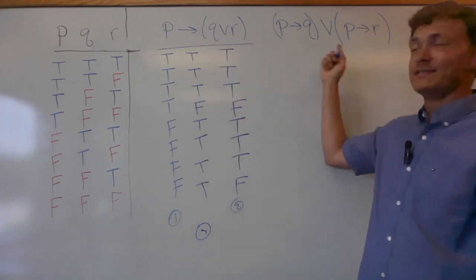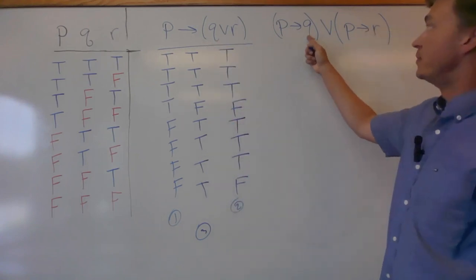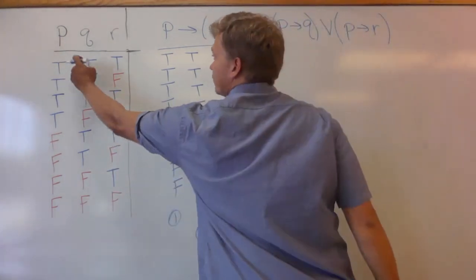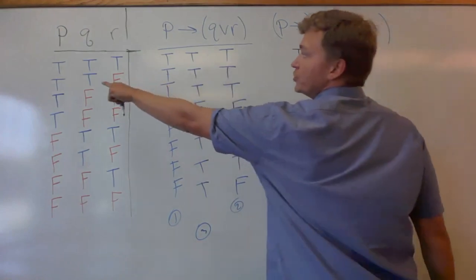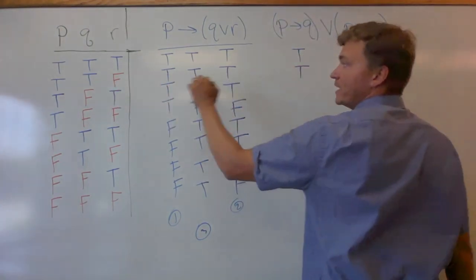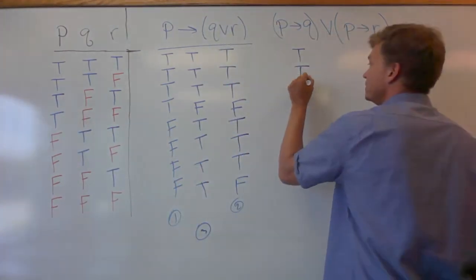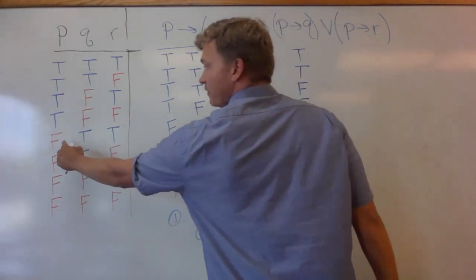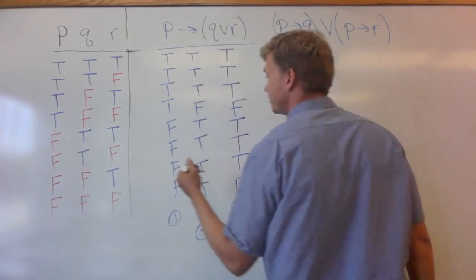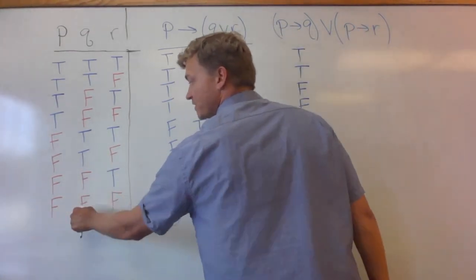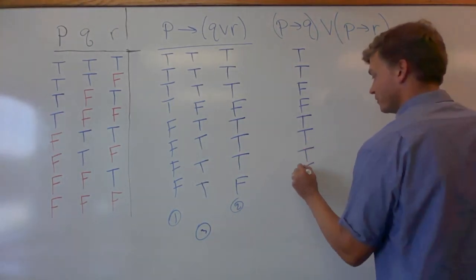We want to know, does this match up over here? Well, to find P implies Q, we use these first two columns over here. True implies true is true. True implies true is true. Again, looking only at the first two columns. True implies false for each are false. False implies true, false implies true are both true. False implies false, false implies false are also true.